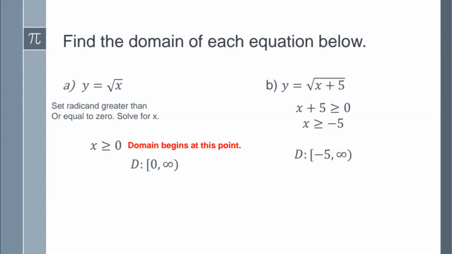But if I use a number to the right of negative 5, for example negative 4, if I plug in negative 4 for x, negative 4 plus 5 would be 1. Square root of 1 is 1. So that I can use. So it's all of the values to the right of negative 5. My domain would be bracket negative 5, because I can use negative 5, and it would be all the numbers to the right of that. So it's to infinity, forever to the right.